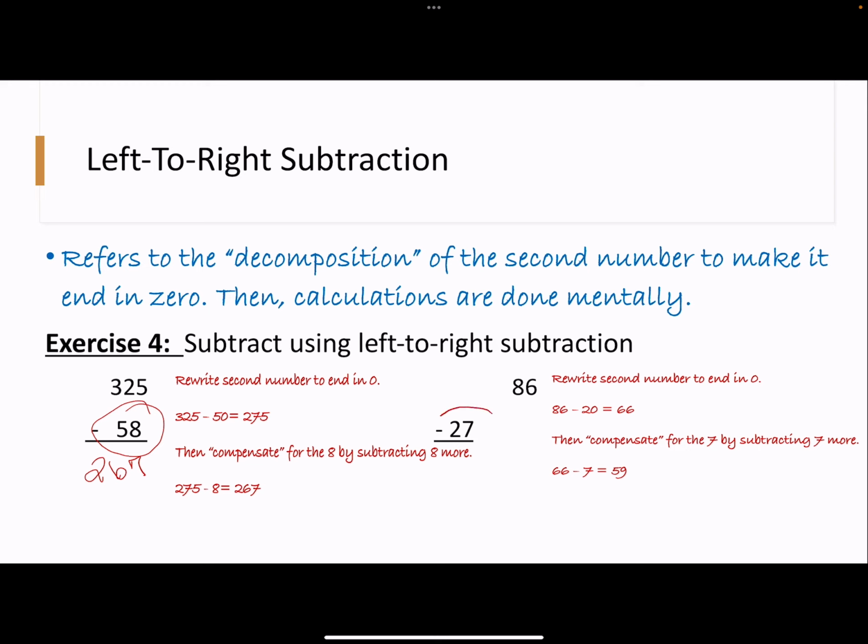Again, we're going to take this second number and make it end in 0. So we're going to make 27 become 20. It's easy to take 86 and subtract 20. We get 66. And then we're going to go back and compensate for the 7 more that I need to subtract. So 66 minus 7 is going to give me 59. This is left to right subtraction. You can find some easy worksheets on different websites that allow students to print and practice this left to right subtraction.